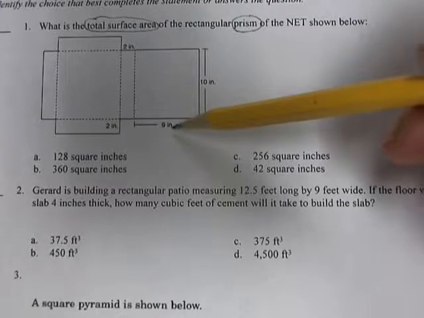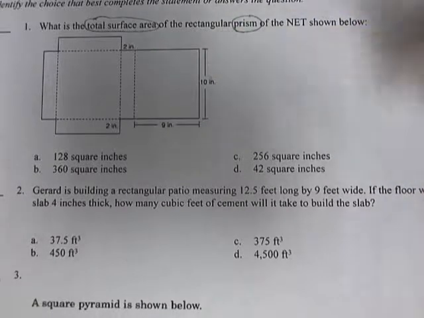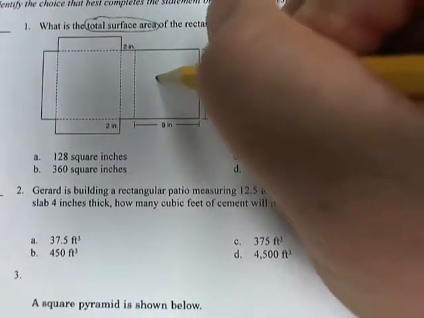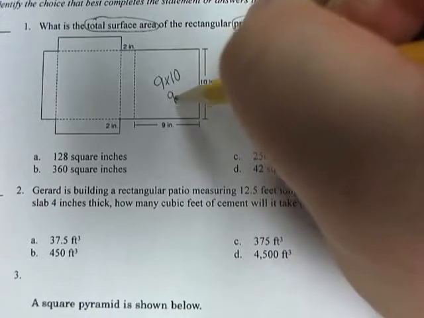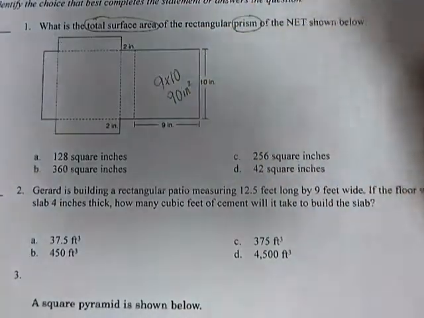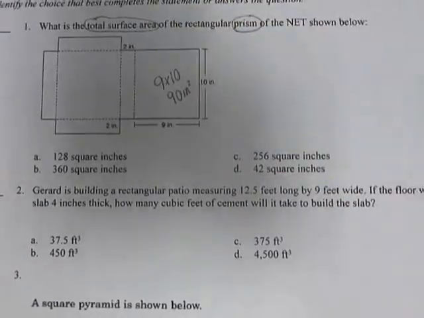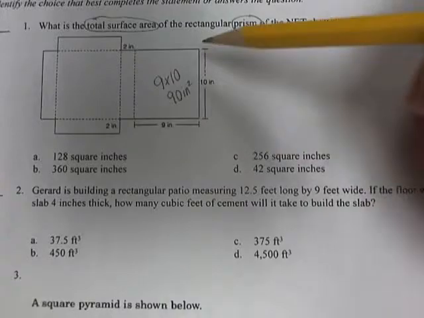The base has a length of 9 inches and a height of 10 inches. So the area would be 9 times 10, which equals 90 inches squared. So 90 inches squared is just the area for this rectangle here.